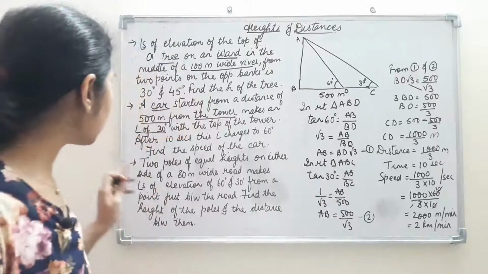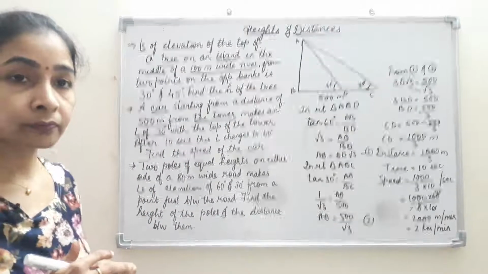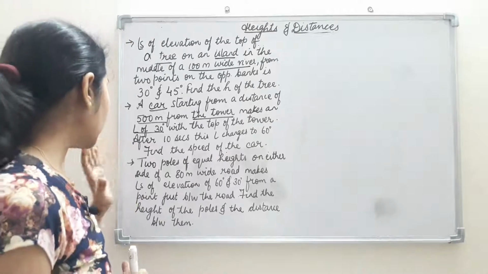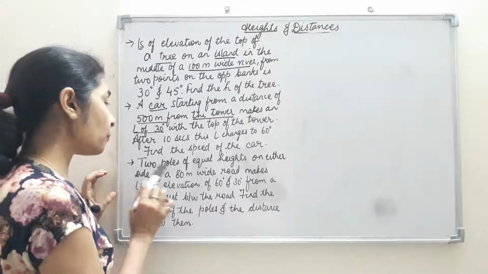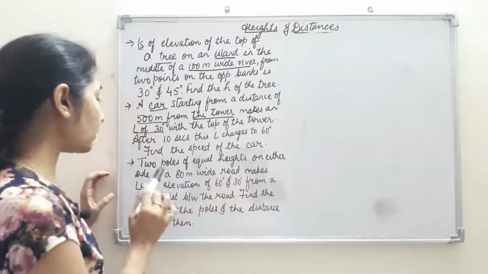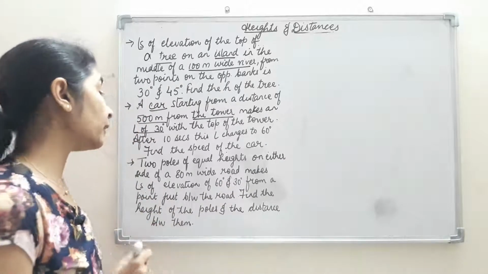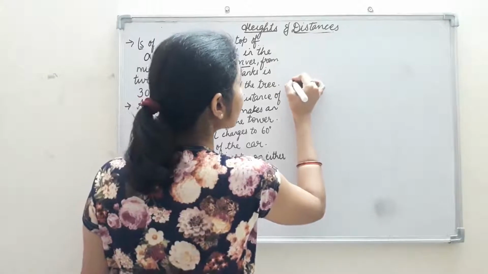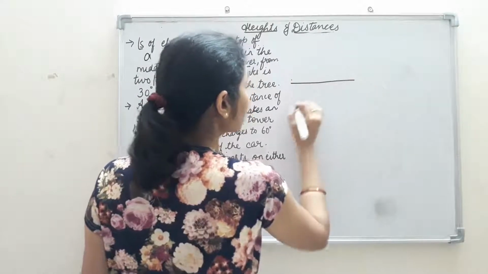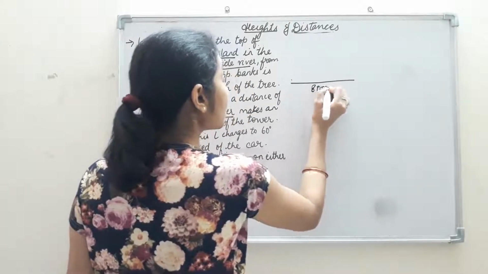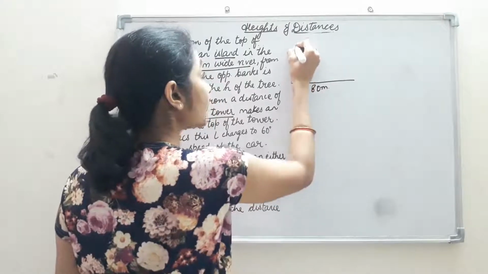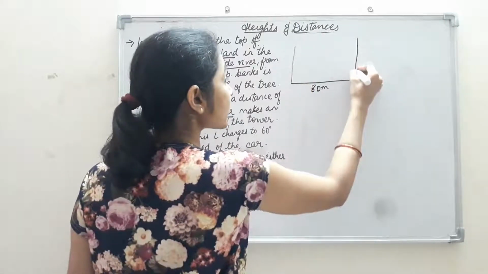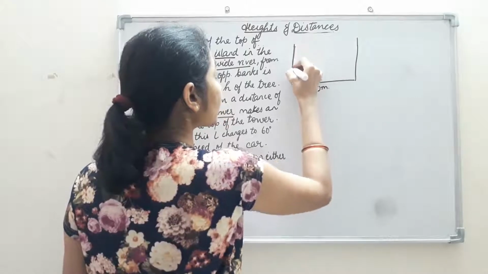Now let us see the third question. Here, going through the next question: two poles of equal heights on either side of an 80-meter wide road. So previously we were having a river in the first question. Now we are having an 80-meter wide road. Now two pillars of equal height are standing on both sides of the road. They are of equal height.